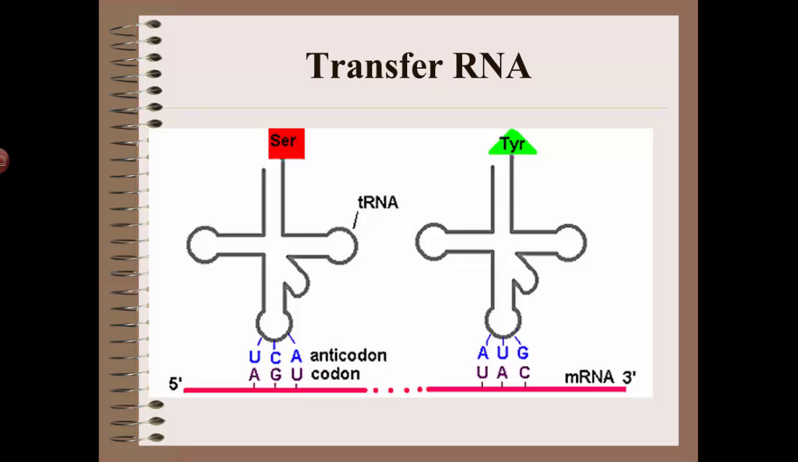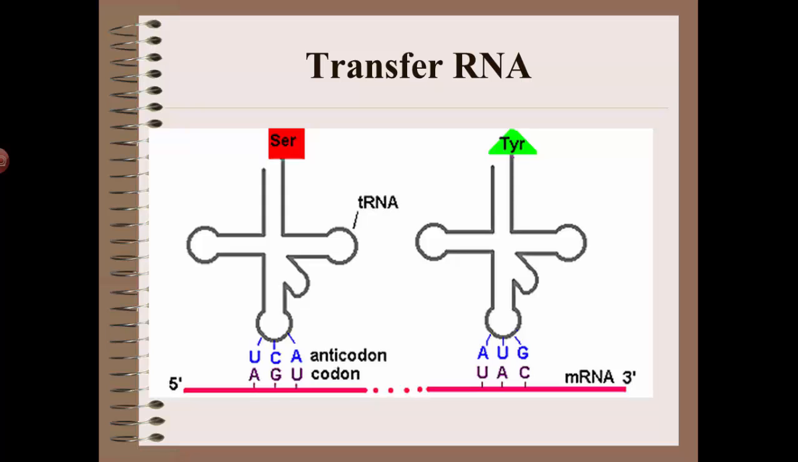Here's an example. So these are just 2 cartoon drawings of a couple of transfer RNA molecules. The one on the left has the amino acid serine. That's the red block with the SER in it. That's representing the amino acid serine. It's attached to that end. The other end of the molecule, the loop that's sort of pointing towards the bottom, has 3 bases: uracil, cytosine, and adenine, UCA. Anytime you have a tRNA molecule with UCA in that position, it's always going to have a serine attached to the end of it.